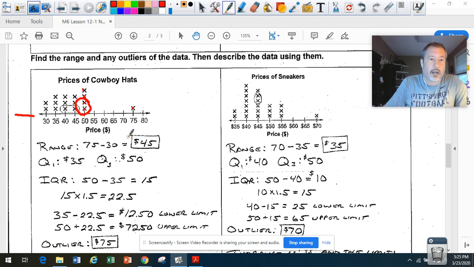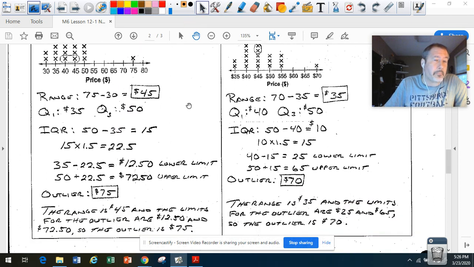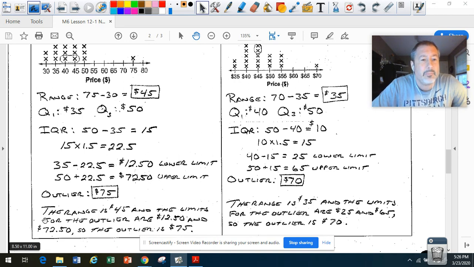Let's check and see about the upper end here. So we take our Q3, which is $50. We add the $22.50 to that, which gives us $72.50. That's our upper limit. So as we see here, yes, we do have an outlier of $75 here. So let's take a look here. And they want us to talk about it now. Let's describe the information. So we can say, hey, the range is $45 and the limits for the outlier are $12.50 and $72.50. So the outlier is $75. So we're just taking that information and describing it a little bit.